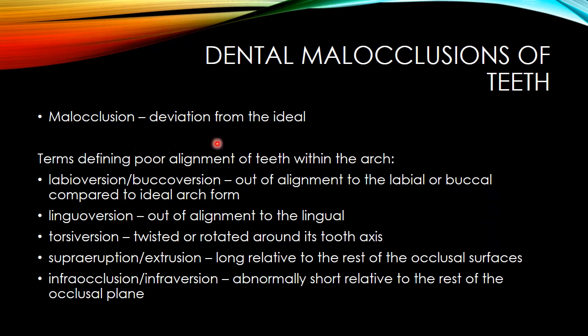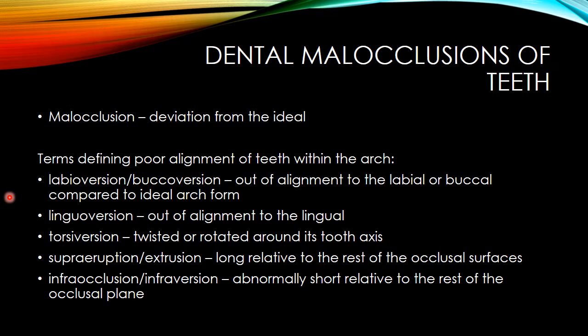If there is any deviation from the ideal occlusion, it is technically referred to as malocclusion. So these are a few of the terms defining poor alignment of teeth within the arch. Labioversion or buccoversion is when the tooth is out of alignment and is positioned labial or buccal compared to the ideal arch form. Lingoversion is when the tooth is positioned lingual to the ideal arch form.